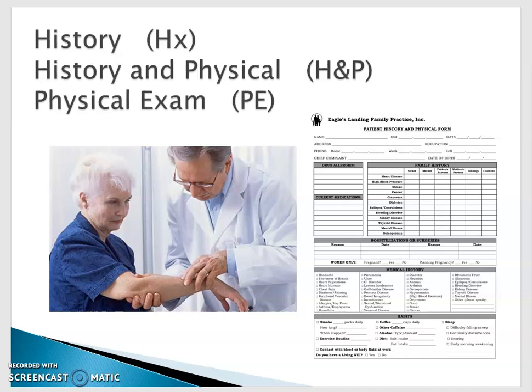The history, abbreviated HX, is a way for the physician to put together the story of who you are as a patient. History and physical, which is abbreviated H&P, is a follow-up to that. So let's say you fill out that history form, you make the date to go see the doctor. When you show up, they're going to have a history and physical. So they're going to look at your history. They're going to take their own history by asking you questions. And then they're likely to perform some type of physical examination. That is at the bottom here, physical exam. PE is the abbreviation for that.